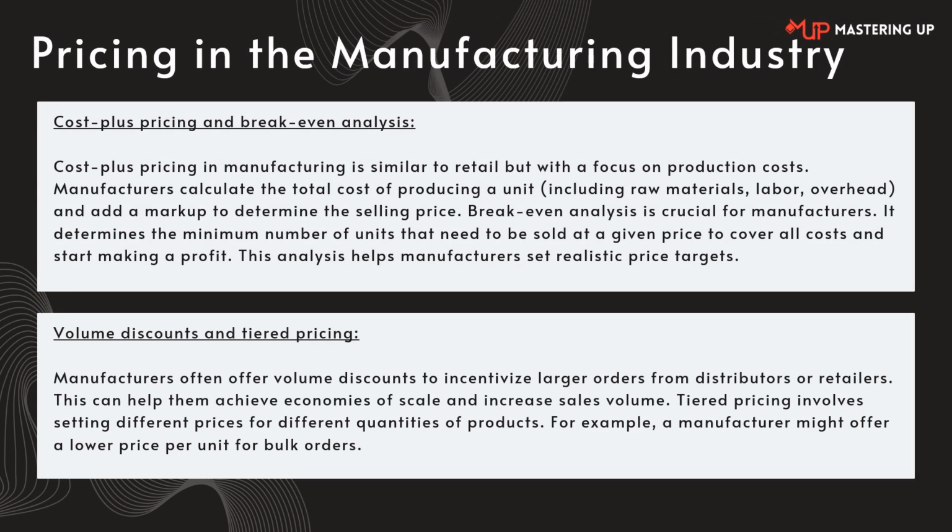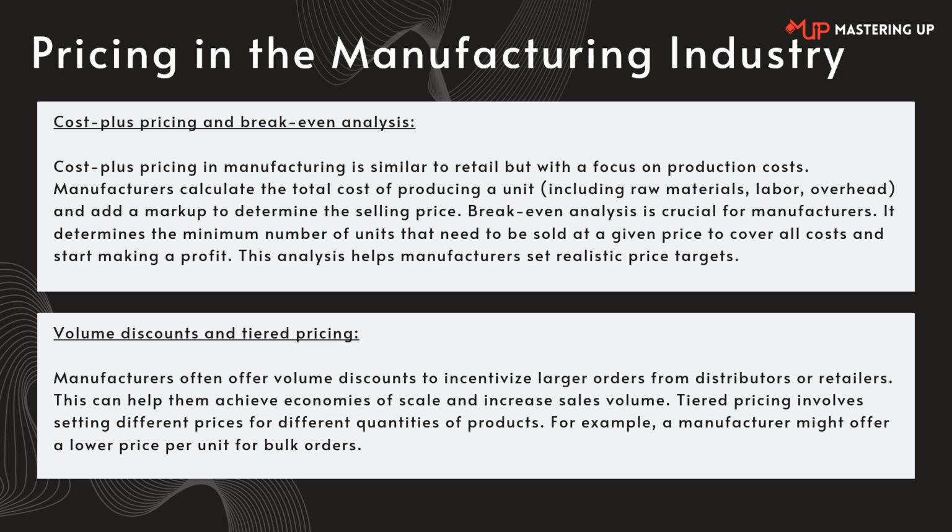Different pricing strategies used in manufacturing industries include cost-plus pricing and break-even analysis. Cost-plus pricing in manufacturing is similar to retail but with a focus on production costs. Manufacturers calculate the total cost of producing a unit, including raw materials, labor, and overhead, and add a markup to determine the selling price. Break-even analysis is crucial for manufacturers. It determines the minimum number of units that need to be sold at a given price to cover all costs and still start making a profit. This analysis helps manufacturers set realistic price targets.